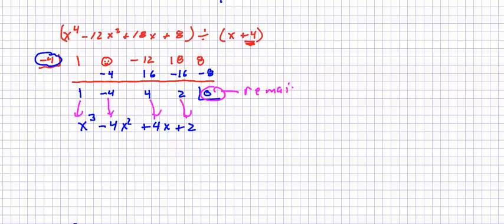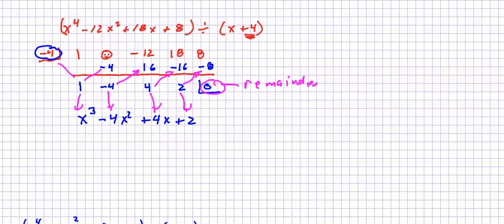All right? 1 times negative 4 times 1, negative 4. Negative 4 times negative 4, 16. Add. Negative 4 times 4, negative 16. Goes up there. Add. Negative 4 times 2, negative 8. Add, and a 0. That's all there is to it.